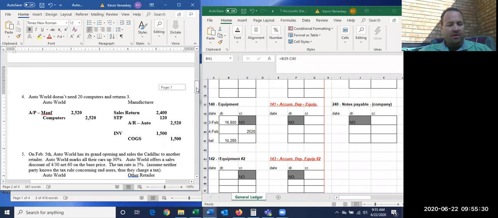Okay. Now we're going to have some like this where we're going to have a sales return and then we're going to put it on our T accounts. But for right now, that's just what it looks like from the manufacturer's point of view.